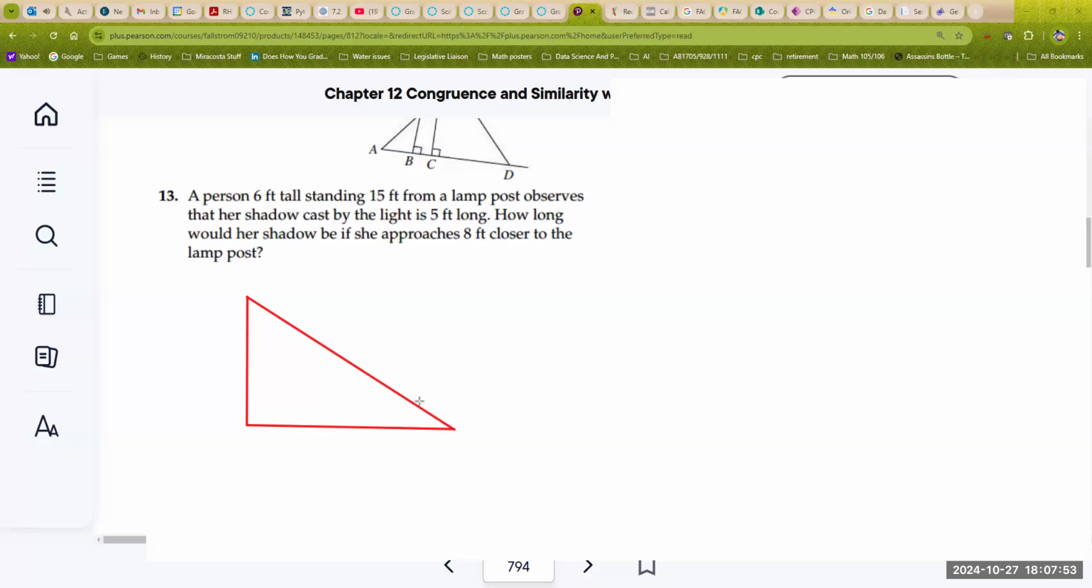Let's see here. So a 6 foot tall person is standing 15 feet from the lamppost, and they observe her shadow was 5 feet long. So what we've got is this person standing up, and I'll do my best to draw a person here. Oh, whoops. Not with a straight line for a head. Let's go with squiggle. There we go.